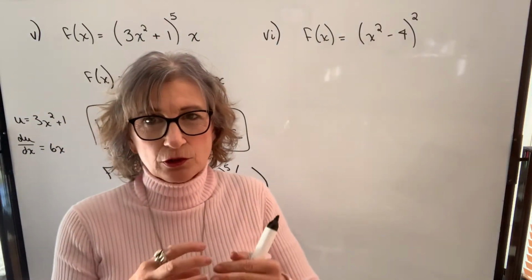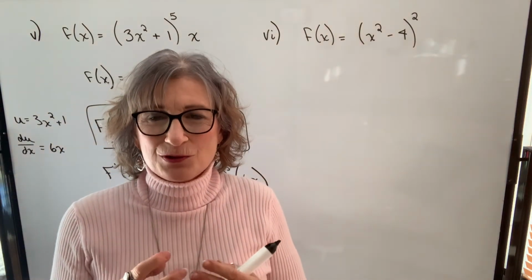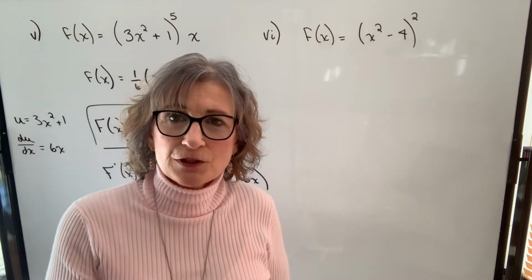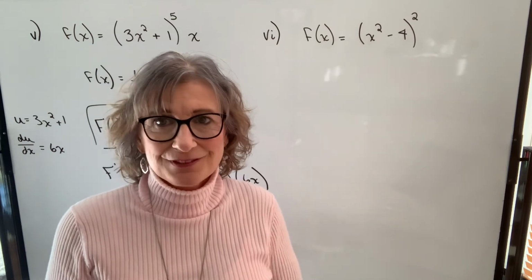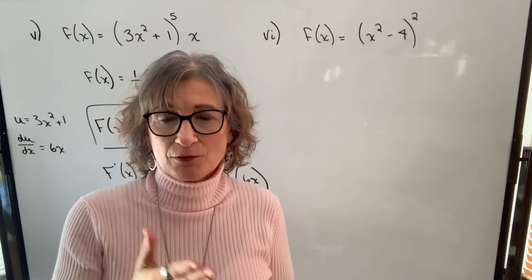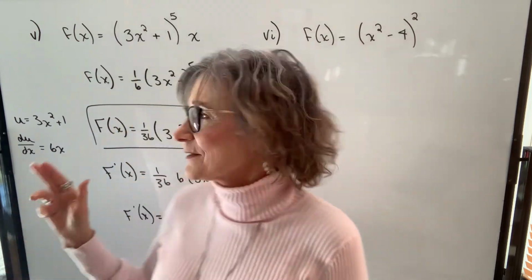It's important to look at what's inside the function, what's the derivative of that, and make sure you have that factor. If you have to manipulate a coefficient, that's fine. That's allowed as long as you balance it so that you don't change the value of your function. So if you have to multiply by 6, make sure you also divide by 6.